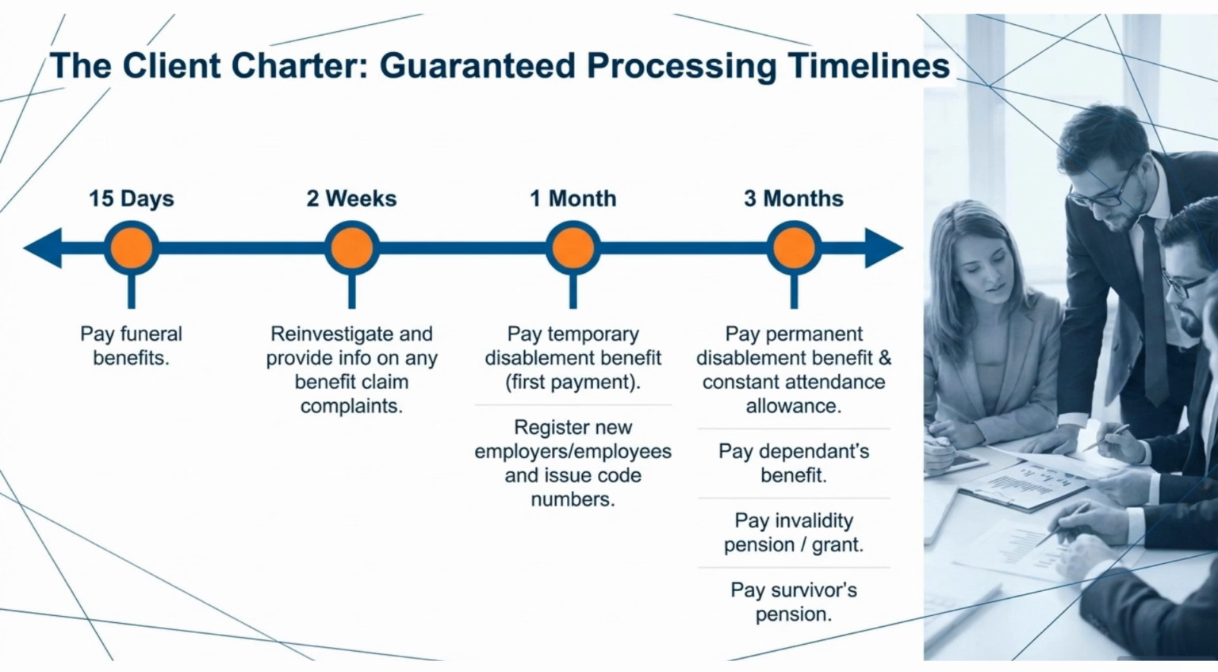3 months. Permanent disablement benefit and constant attendance allowance, first payment within 3 months. Dependents benefit, first payment within 3 months. Invalidity pension, invalidity grant, and constant attendance allowance within 3 months. Survivor's pension, first payment within 3 months.